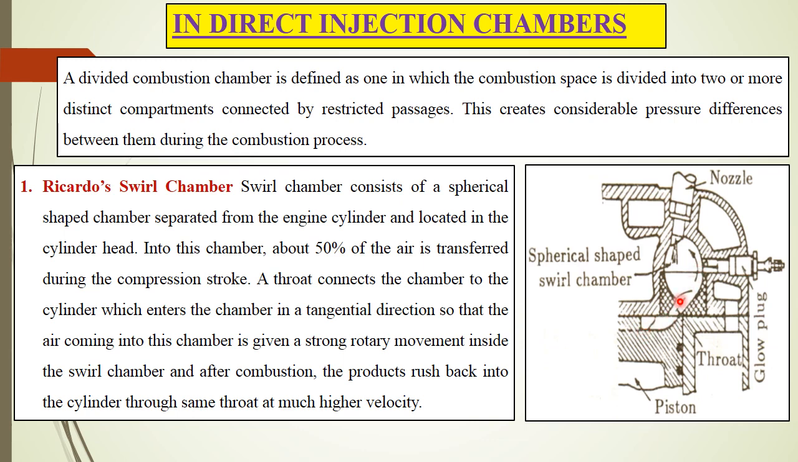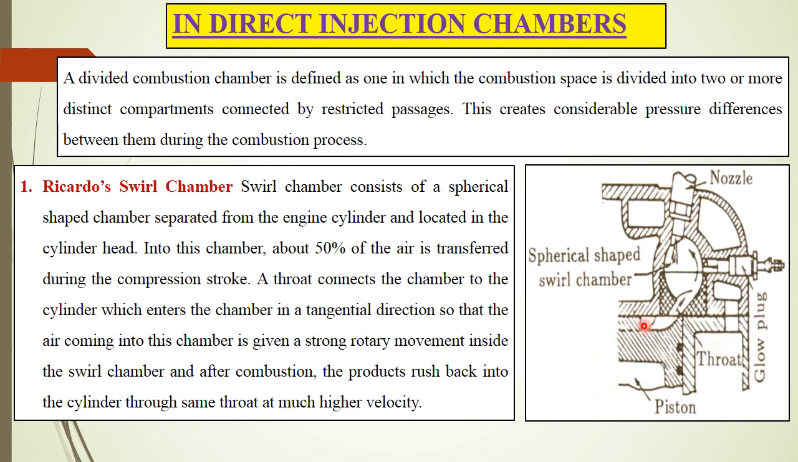What happens during this? First, when highly compressed air moves from the main chamber to the swirl chamber, there is heat loss, so proper insulation has to be provided. At the same time, when the combustible products are rushed back from the swirl chamber to the main chamber, there is heat loss in the passage between the additional chamber and the main chamber.